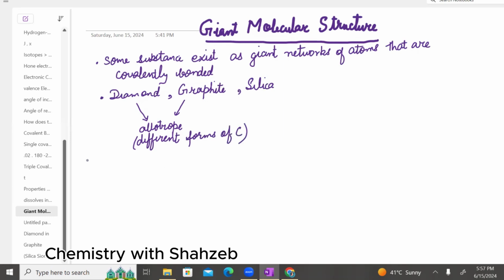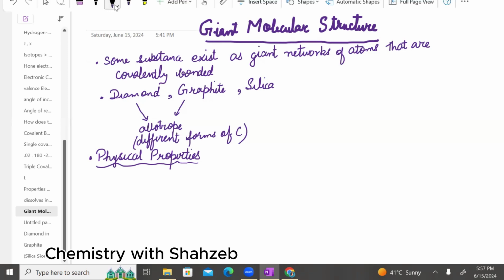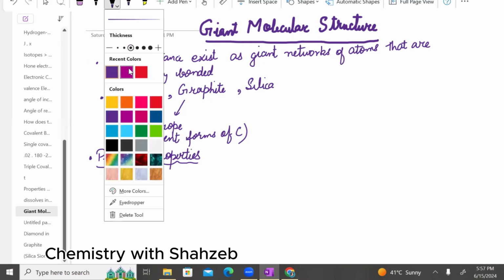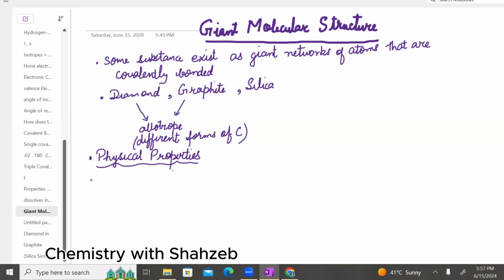There are some physical properties associated with them. What are the physical properties associated with giant molecular structures? These are very important ones, and they are often asked in the exams as well. First of all, substances with giant molecular structures have a high melting point and boiling point.